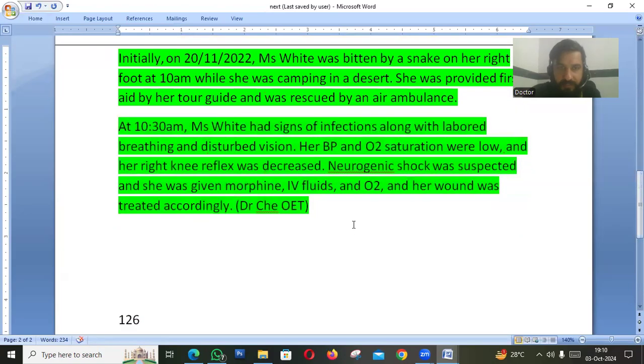Yes, please. So at 10:30 a.m., Miss White had signs of infection along with labored breathing and disturbed vision. Her BP and O2 saturation were low, and her right knee reflex was decreased. Neurogenic shock was suspected, and she was given morphine, IV fluid, and O2. And her wound was treated accordingly. Yeah. Doctor, you can just say her wound was cleaned. Okay, and cleaned with whatever is mentioned, okay?